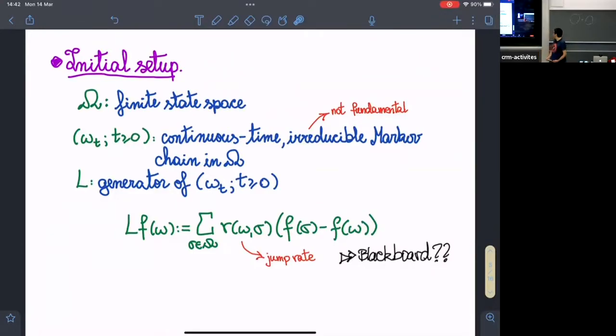So what I was saying is that non-equilibrium systems are going to be Markov chains for us. And non-equilibrium stationary states are going to be invariant measures of Markov chains which are non-reversible. So now we have translated this physical problem into a concrete mathematical problem, which is we want to analyze Markov chains and we want to analyze their invariant measures.